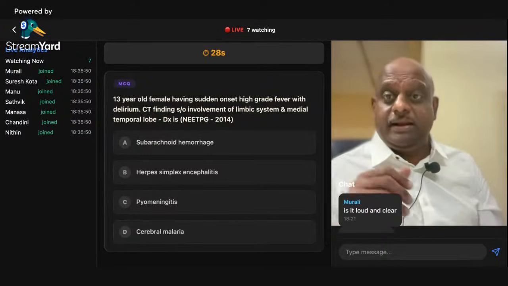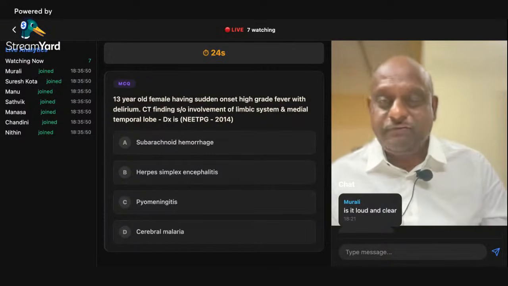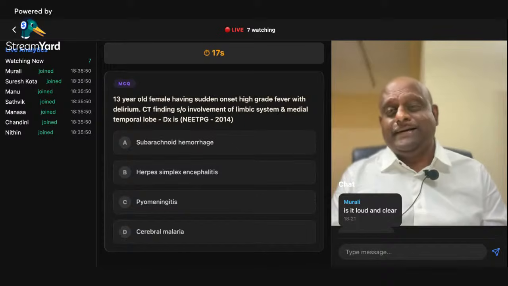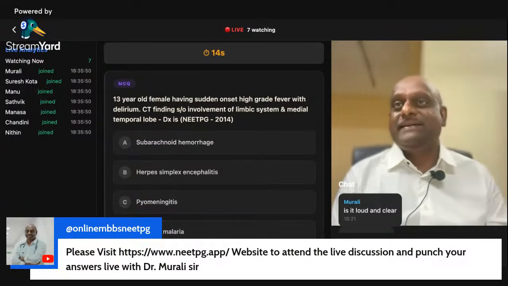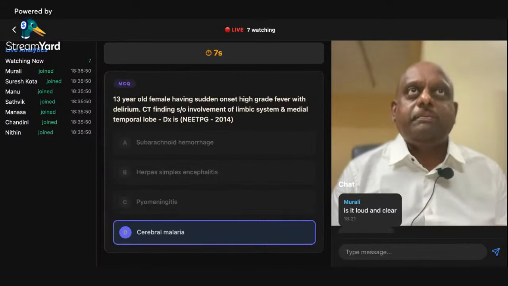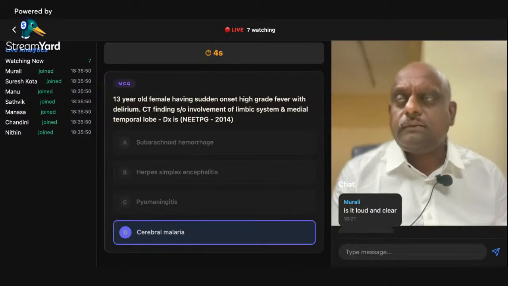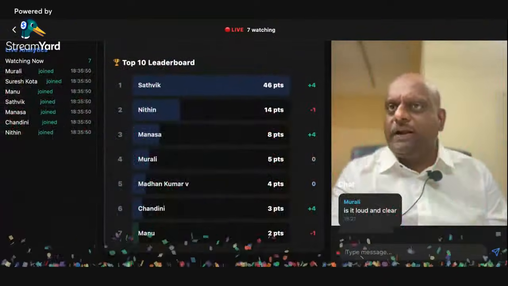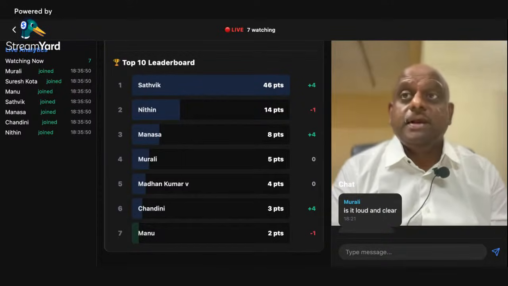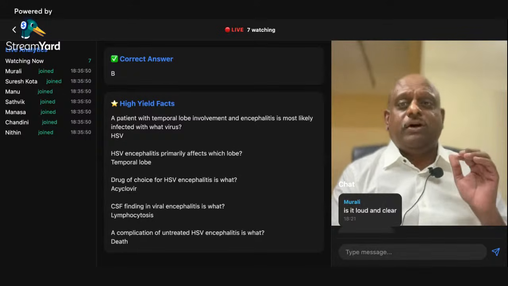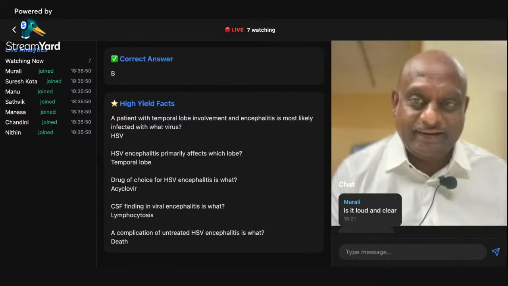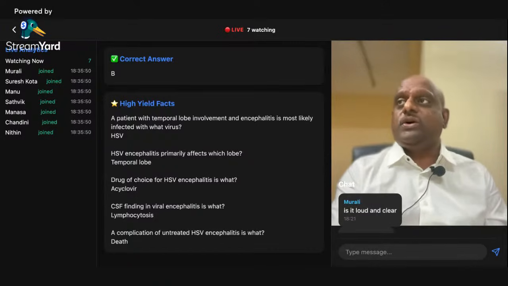Now, doctor, a 13-year-old female having sudden onset of high-grade fever with delirium, typically the limbic system and medial temporal lobe are involved. Very important clue. What is your diagnosis, doctor? Favorite question of the examiner. Good to see Nitin, Chandani, Manasa, Satvik, everyone being online. Satvik is right. So it is herpes simplex encephalitis, once more. It is the temporal lobe involvement, treated using acyclovir because it is a viral encephalitis. If you take out the CSF, you get lymphocytosis, and if you don't treat, it can lead to mortality, is what you need to understand.